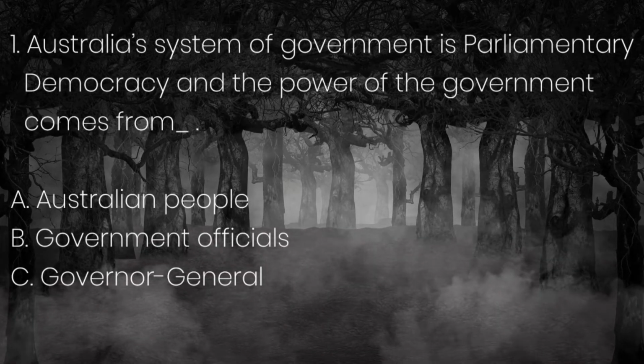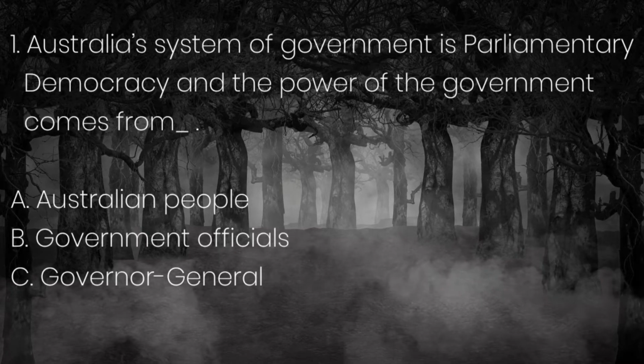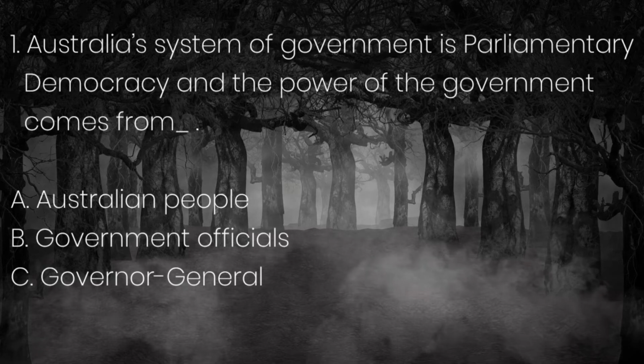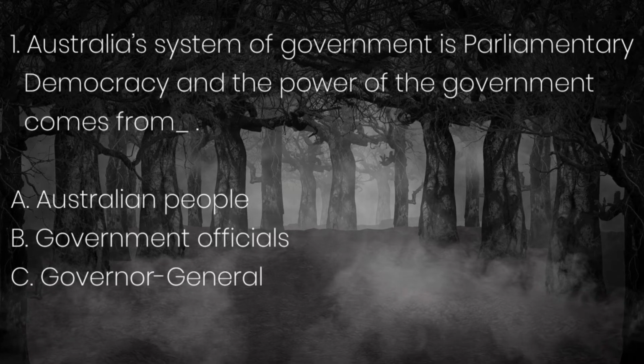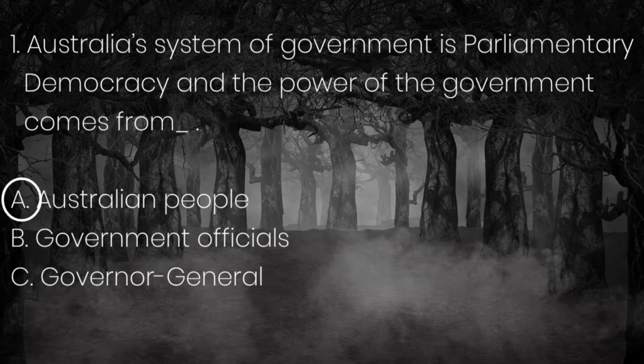Australia's system of government is parliamentary democracy, and the power of the government comes from letter A, Australian people, letter B, government officials, letter C, Governor General. The answer is letter A. Australian people.